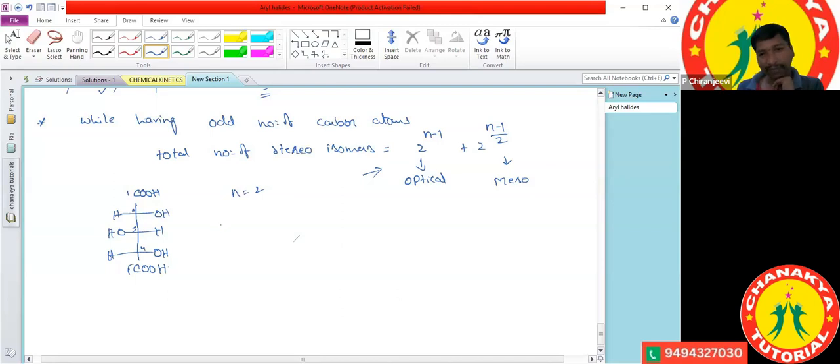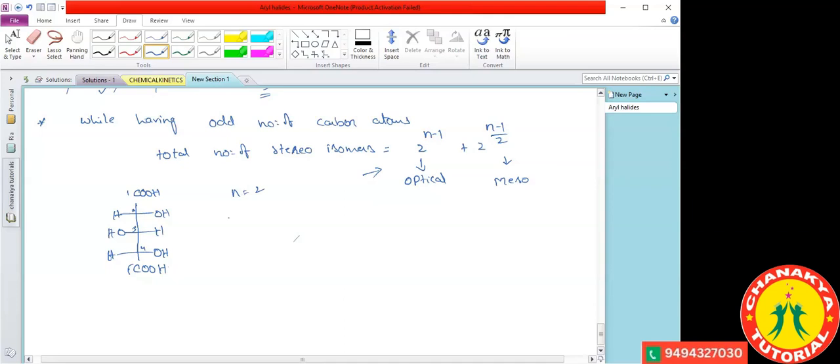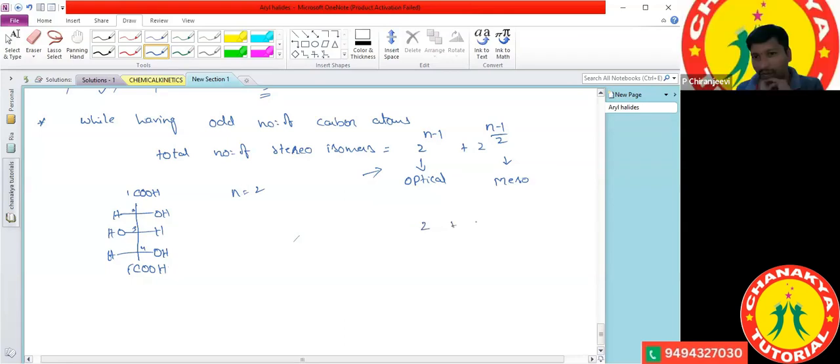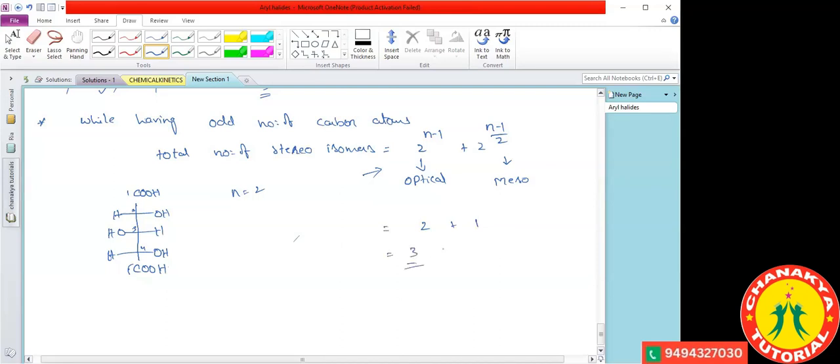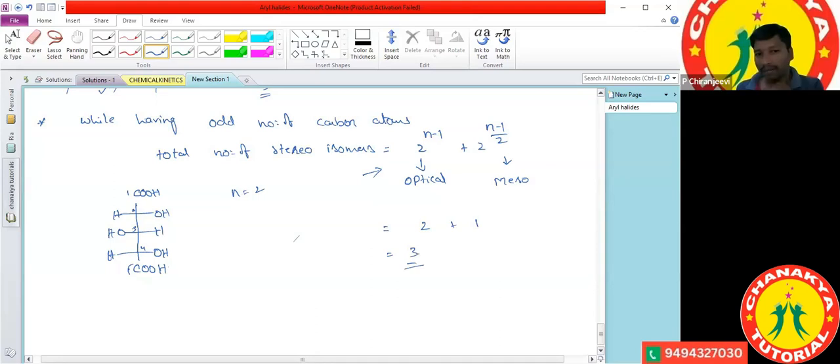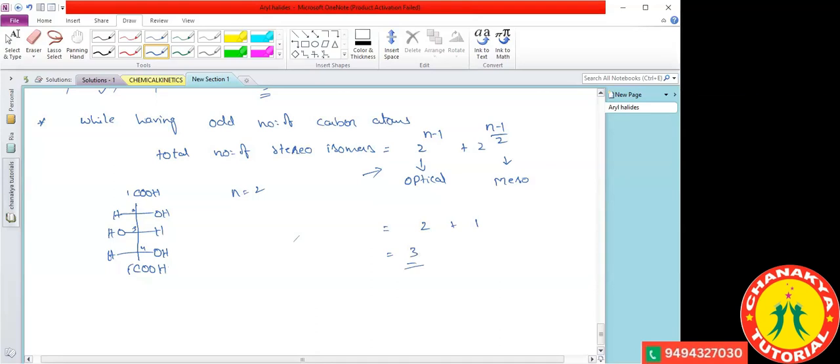Then, if n is equal to 2, what about the total number of stereoisomers? Somebody told 3. Yes, 2 optical isomers and 1 meso. But the total number of stereoisomers? 3. 3 is the answer. Got the clarity? Yes, sir.